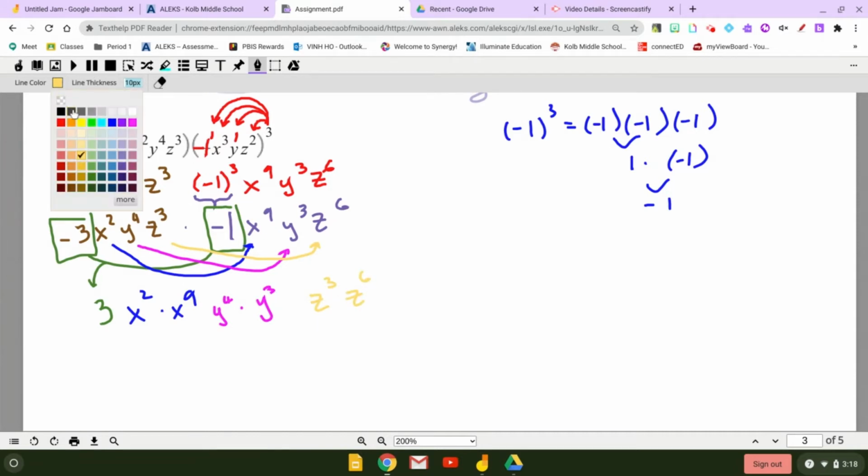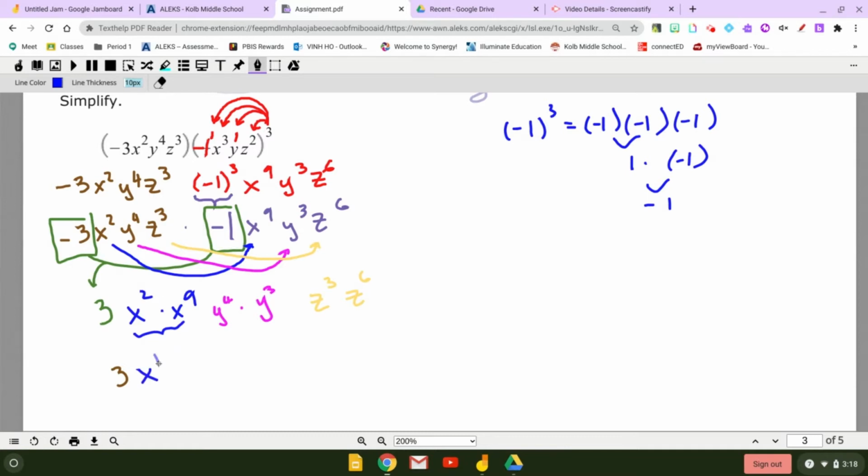So now what we're going to do is multiply them up. So this is 3. X squared times x to the 9th, you keep the base, you add the powers. That will give you 11, because 2 plus 9 is 11. Y, we keep the y. 4 plus 3, y to the 7th. Z, 3 plus 6, z to the 9th power. So our final answer here is 3x to the 11th, y to the 7th, and z to the 9th.